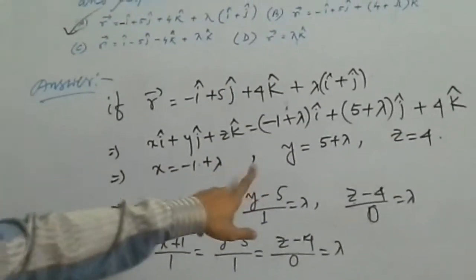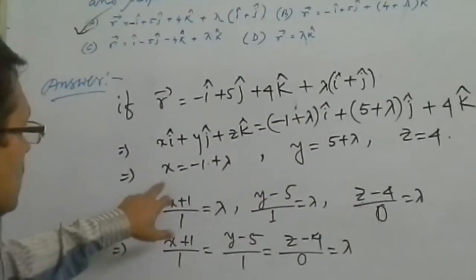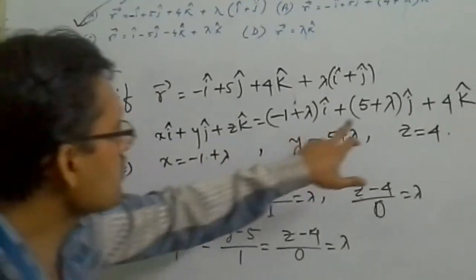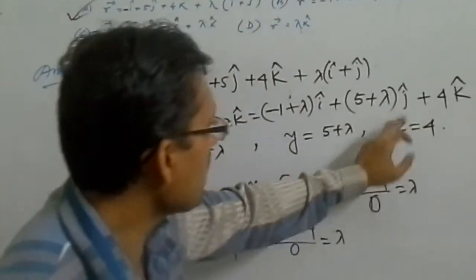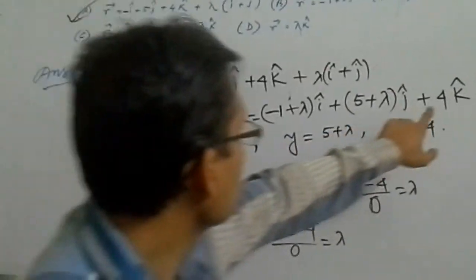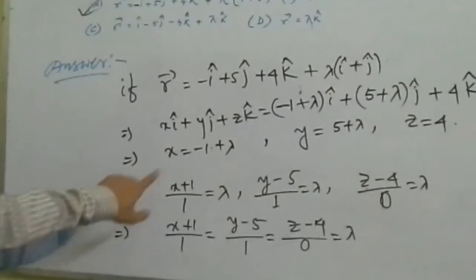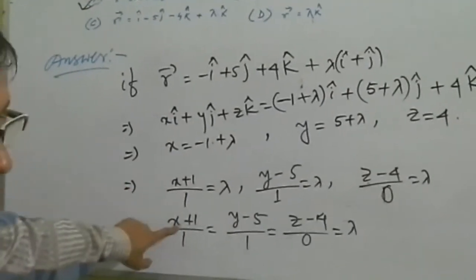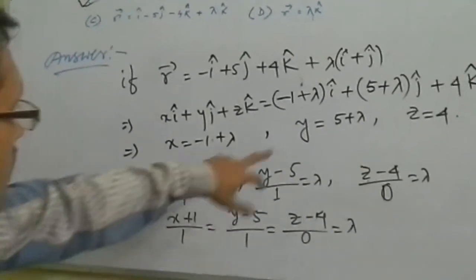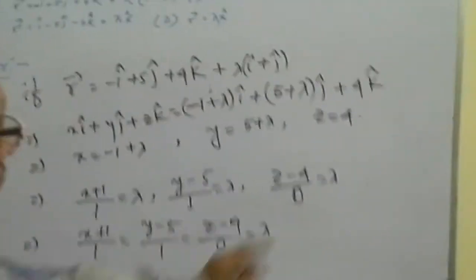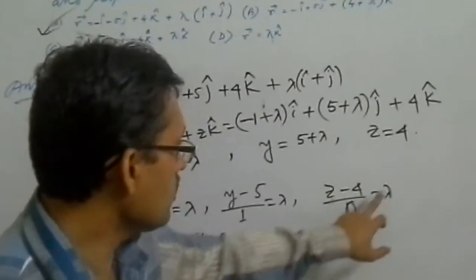Comparing both sides, we get x equals minus 1 plus lambda, y equals 5 plus lambda, and z equals 4. So finally, after rearranging, we get x plus 1 by 1 equals lambda, y minus 5 by 1 equals lambda, and z minus 4 by 0 equals lambda.